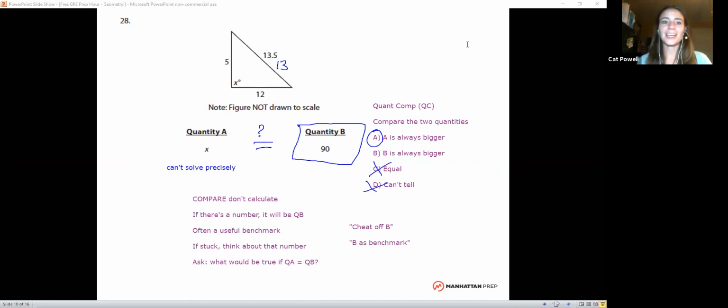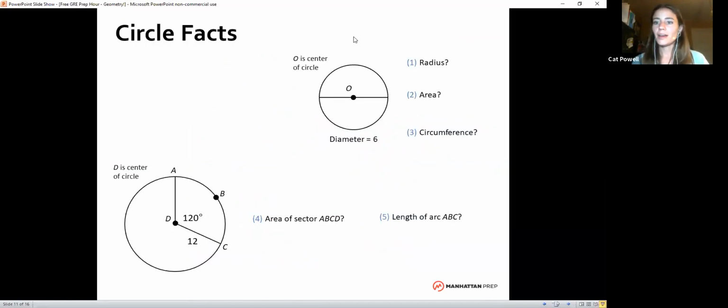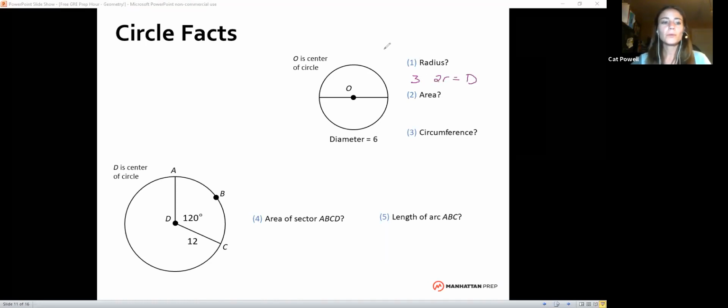Let's look at circles. I want to review a few quick circle facts, and then I want to get into some cool circle problems. All right, here I have a circle. The diameter is 6. What's the radius? Nice. It's 3. I know that 2 radius equals diameter. What's the area of this circle?